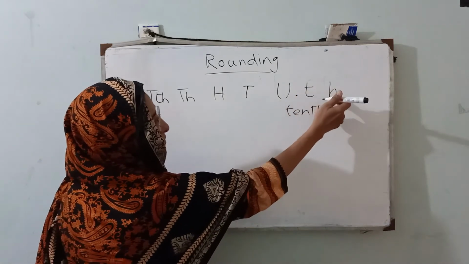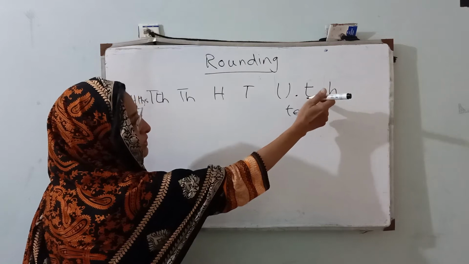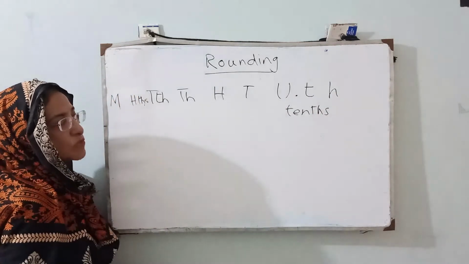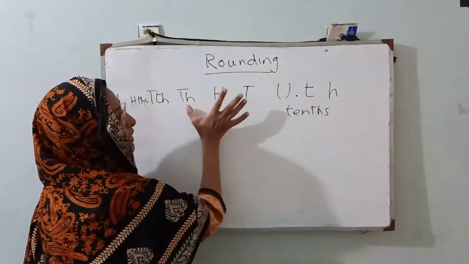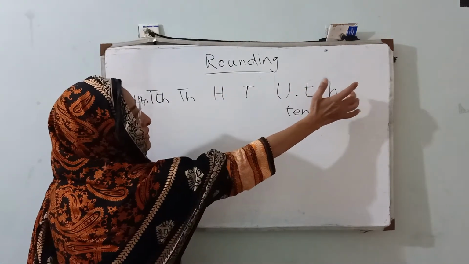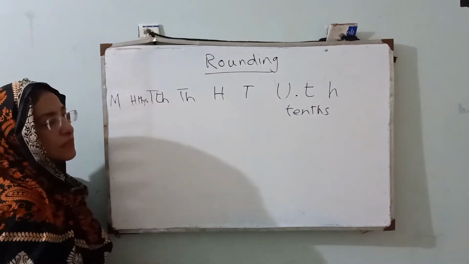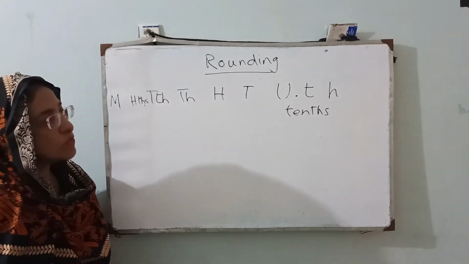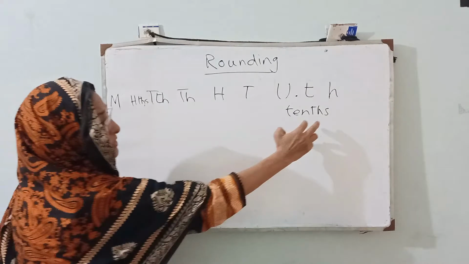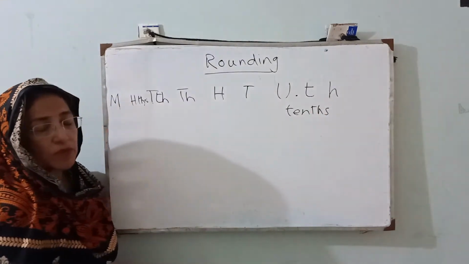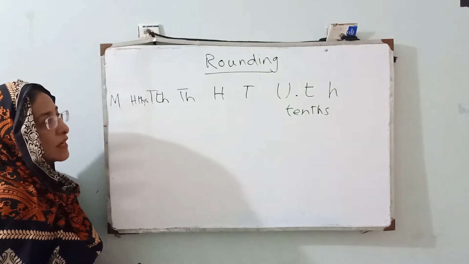So on the right hand side of the decimal, we are going to have terms ending in 'ths', like hundredths. Then after hundredths we are going to have thousandths, ten-thousandths, hundred-thousandths and millionths. Like this we are going to have the terms. And always remember that these 'ths' terms are expressing fractions.